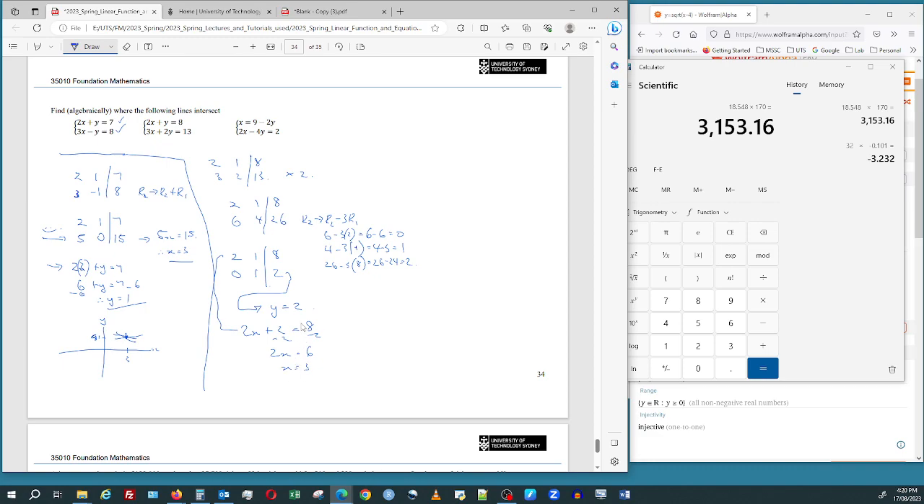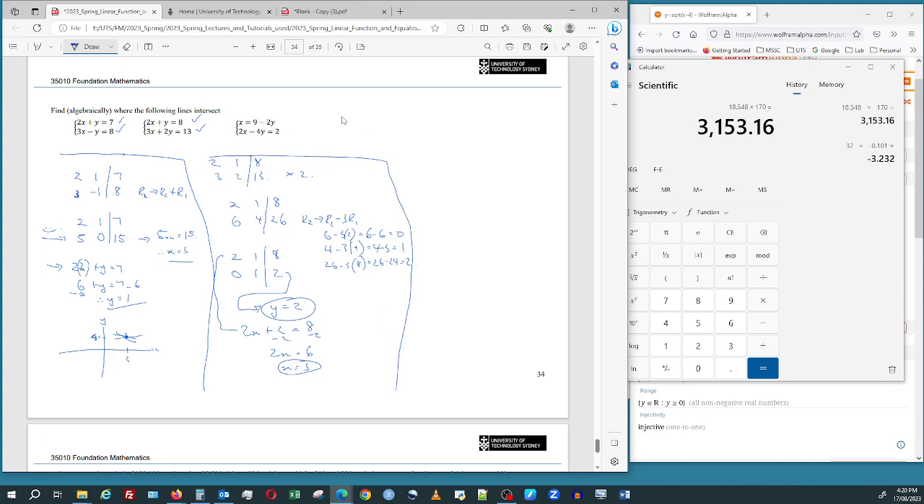So let's just check that. 3 2s are 6. 6 plus 2 is 8. Tick. 3 3s are 9. 9 plus 4 is 13. Tick. So they're correct. Those answers are correct. Very good. All right. Well, so far we haven't been too tricky.